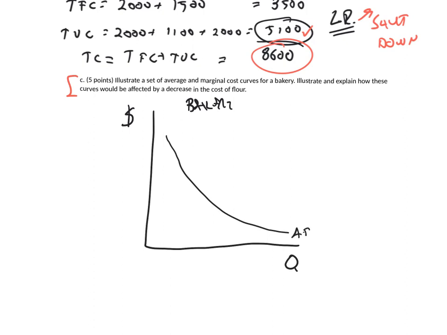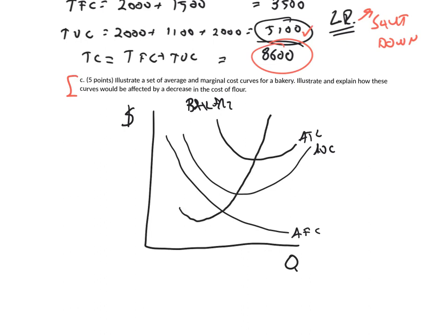We know that average fixed cost declines, average variable cost decreases and then increases, average total cost decreases and increases, and they get closer to average variable cost as quantity increases. Marginal cost decreases and then increases, and marginal cost intersects average variable and average total costs where those curves are at their minimum.